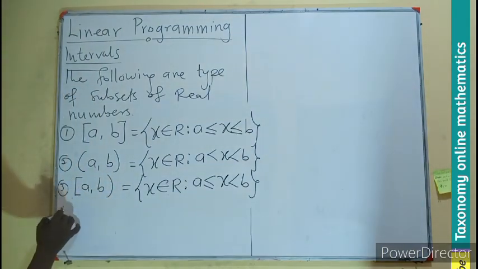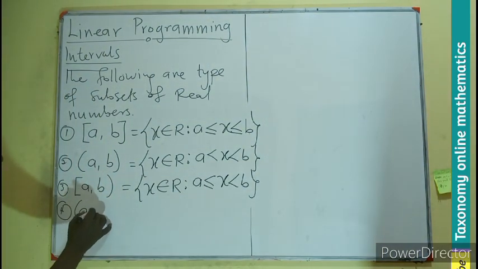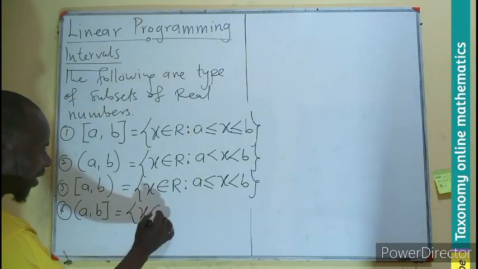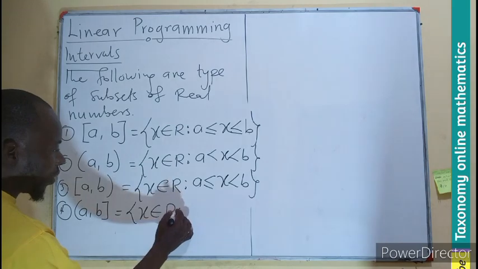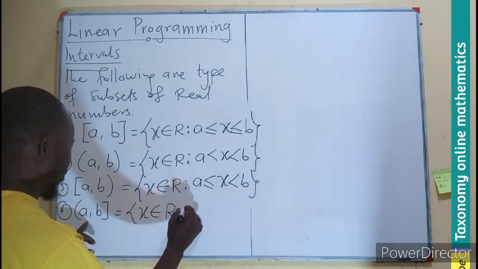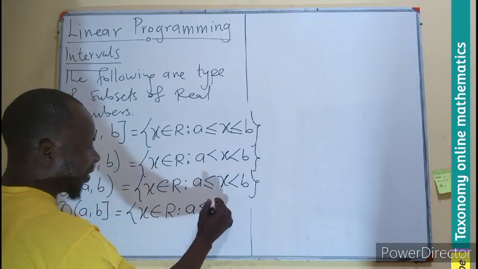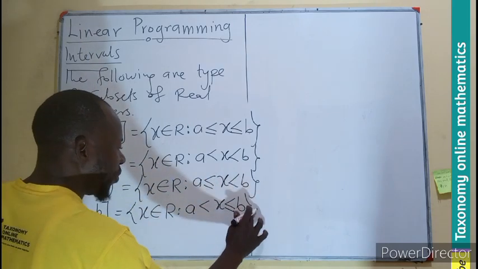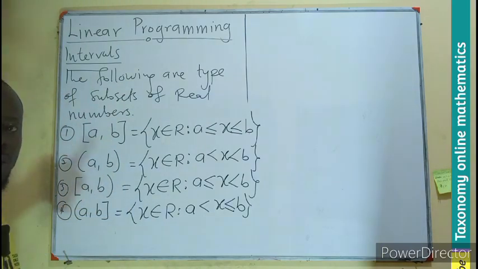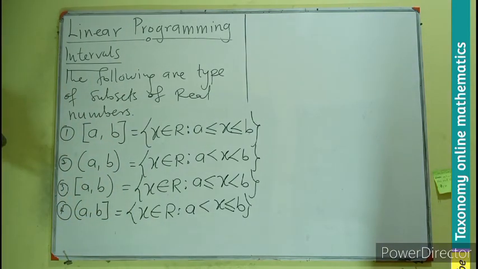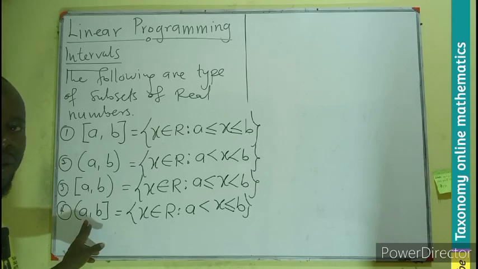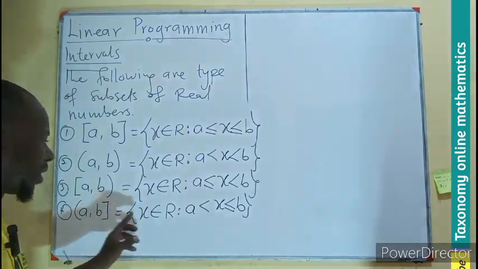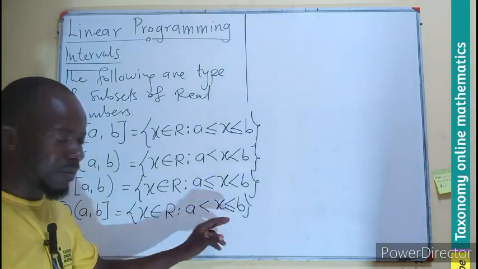Then likewise, if I have A, B, this will also be a set of x where x belongs to the real numbers. We have A less than x less than or equal to B. In this case also, we are saying that A is not part of the element of the set, the interval, while B is part. We can see the inclusive.